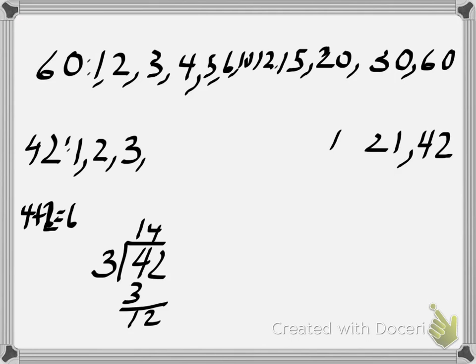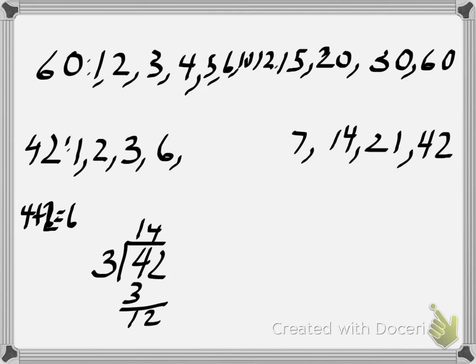So 3 and 14. Then divisible by 4. We're going to see it might look like it is, but it is not. It's not divisible by 5. It is divisible by 6, 6 and 7, and of course there's no numbers between 6 and 7.